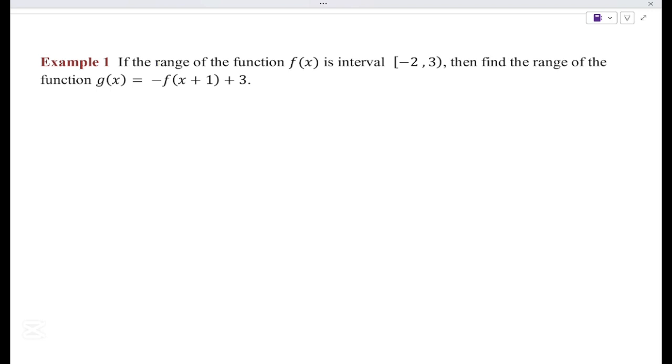So let's be reminded that if the range of the function is the interval -2 to 3, it means that these, -2 and 3, are the y values. And when we know that the function is shifted 1 unit to the left, we know that the change is in x, so there's no effect in y. And then this negative in this function y, so we know that this is a reflection about the x-axis.